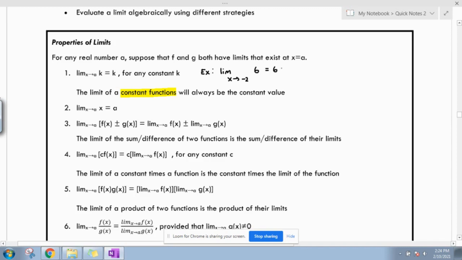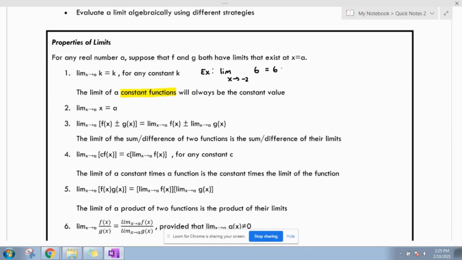The second property is that the limit of x as x approaches a will equal a. The third property says the limit as x approaches a of f of x plus or minus, depending on if you're adding or subtracting, g of x. If you're adding two different functions together, you can split it up so that it's the limit of f of x plus the limit of g of x.